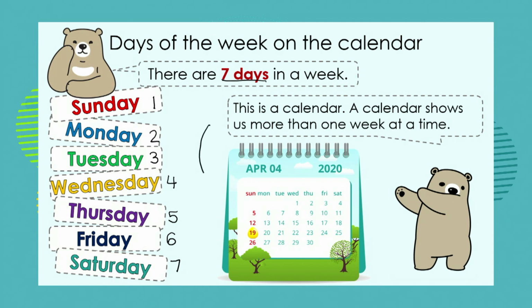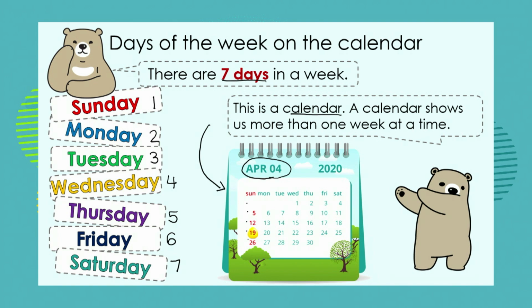So if we have a look over here, grade ones, we can see a calendar. And a calendar shows us more than 1 week at a time. So we can see on this calendar that there is more than 1 week. We can see 5 weeks. And a calendar is an important tool that we use to help us remember important dates and to keep track of time. If we look at this calendar, we can see that the month is April.